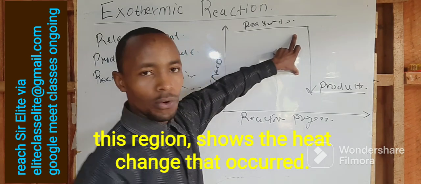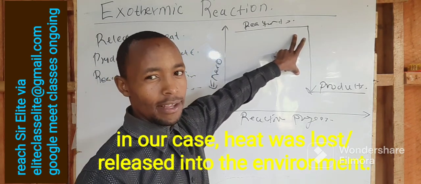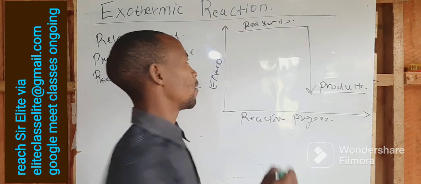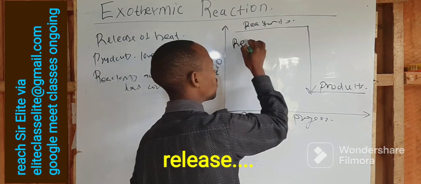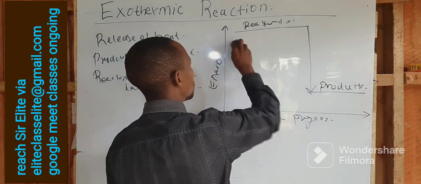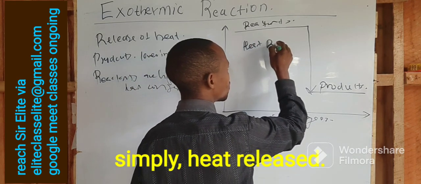This region shows the heat change that occurred. In our case, heat was lost or released into the environment. So there is release, simply heat released.